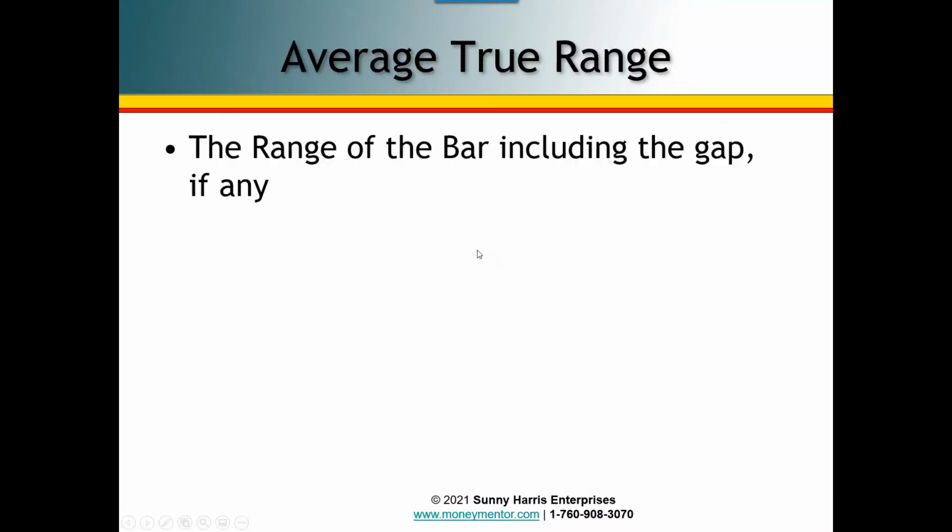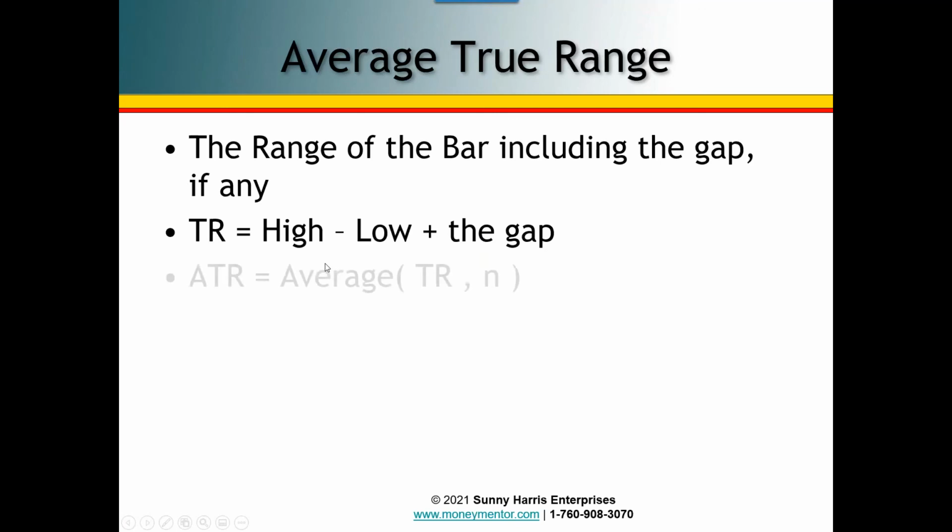Average true range is the range of the bar you're looking at, including the gap, if there was any, before the bar started. So true range is high minus low plus the gap. And average true range is the average of true range over n number of bars. So I typically take it over 9. It's not a Fibonacci number, but it's a square.